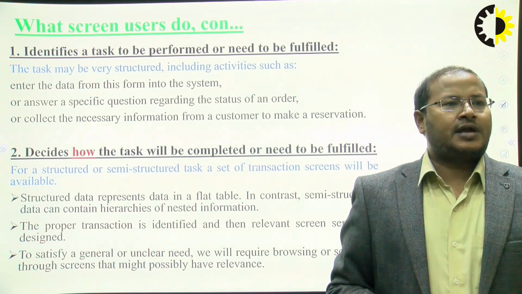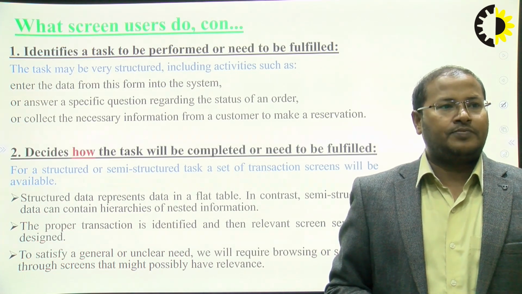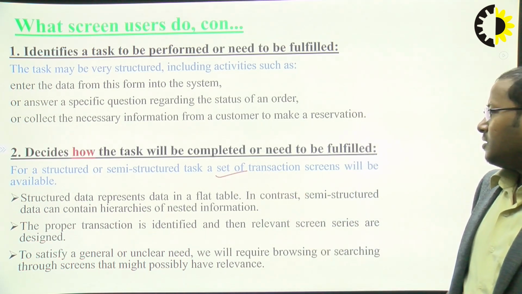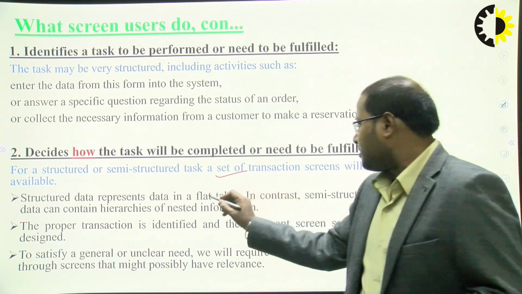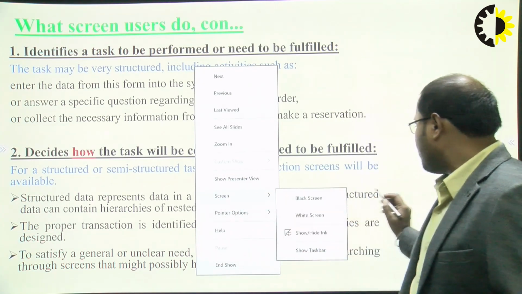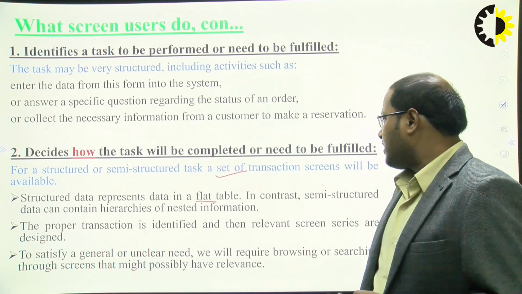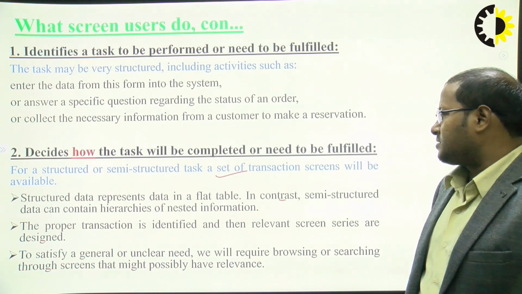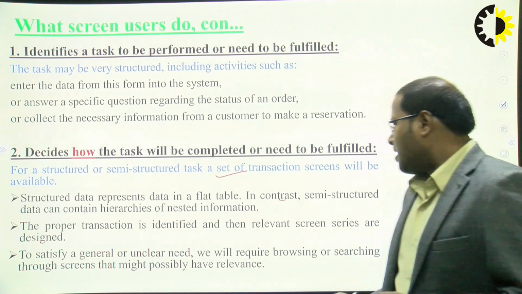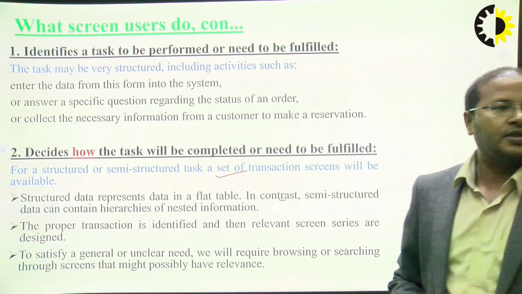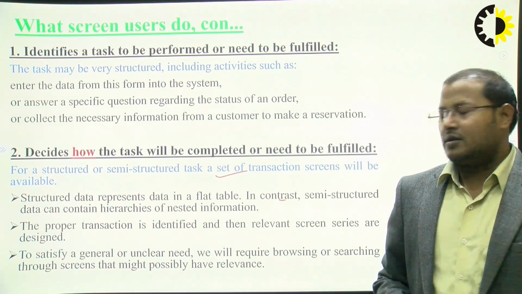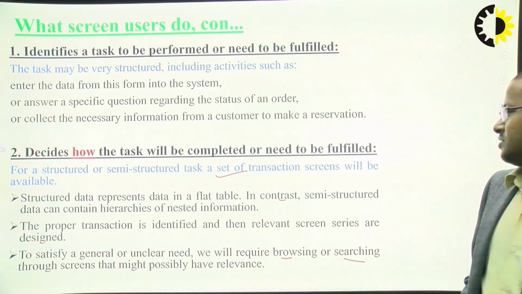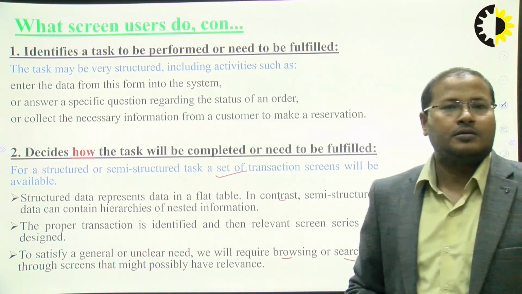The second point is to decide how the task will be completed or the need fulfilled. For a structured or semi-structured task, a set of transaction screens will be available. Structured data represents data in a flat table. If data is in structured form, then we can show it in a flat table. But in the case of semi-structured data, it can contain a hierarchy of nested information. The proper transaction is identified and then a relevant screen series is designed to satisfy a general or unclear need. If the need is unclear, then we will require browsing. We will search through screens that might possibly have relevant information.